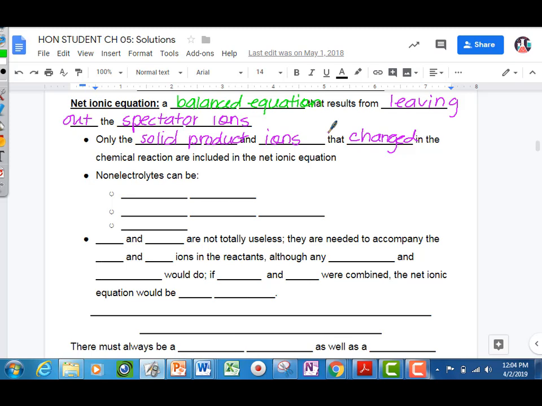We would leave out things that are not changed, and we would leave out non-electrolytes. So non-electrolytes, let's make the list. Non-electrolytes could be insoluble compounds. So that would be the precipitate because it's insoluble. The other thing that you may run into, especially in the homework problems that we look at, would be if you had a soluble, so able to dissolve, molecular compound.